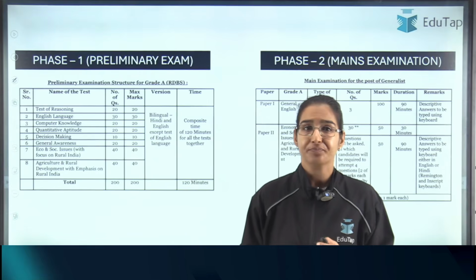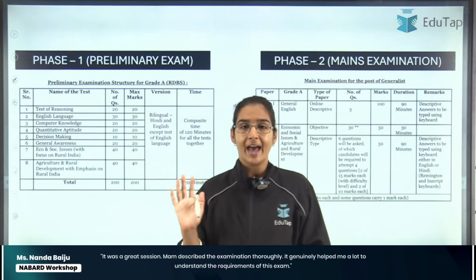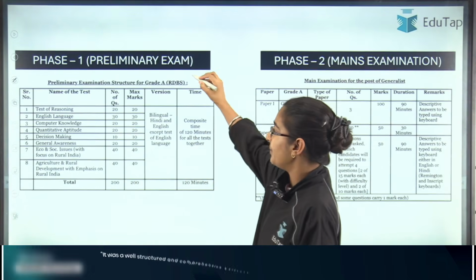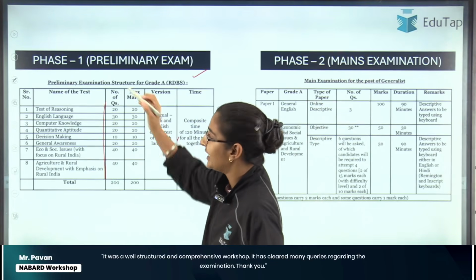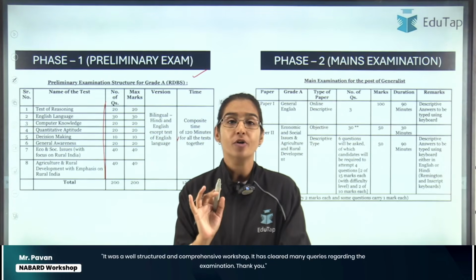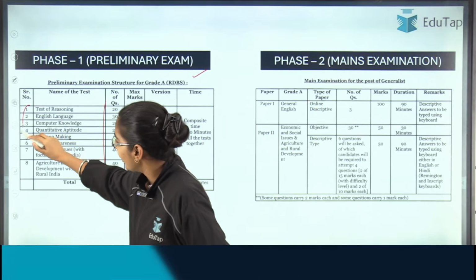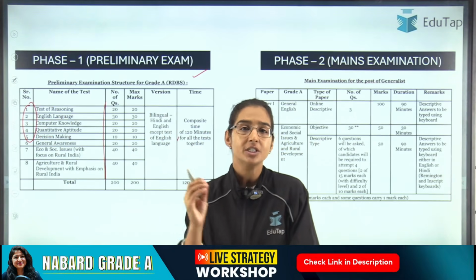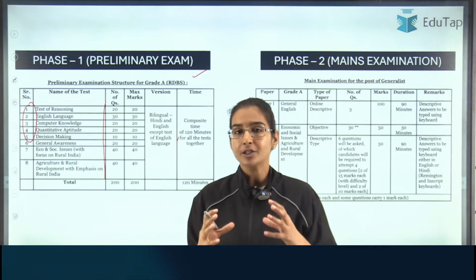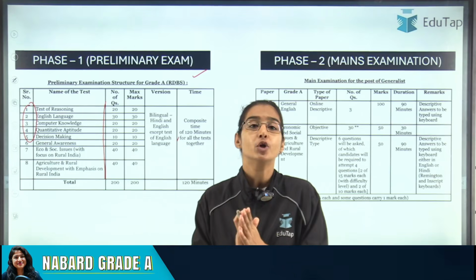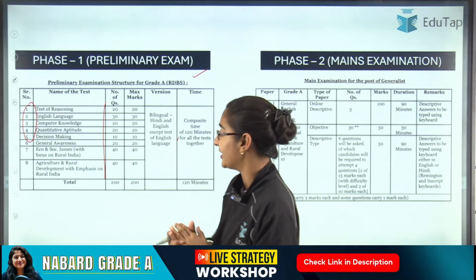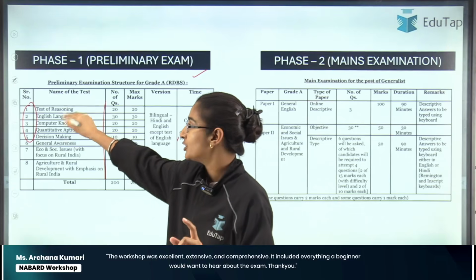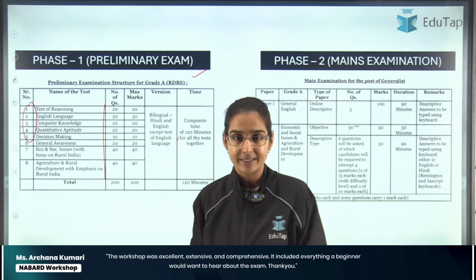So let's get started. First of all, here I have attached the syllabus of our NABARD Grade A examination. In the preliminary examination, we have a total of 8 subjects to clear. However, out of these 8 subjects, the first 5 are part of the non-merit section. That is, here you just have to clear the sectional cutoff. The marks you obtain in these 5 subjects will not be included in your final merit list for phase 1, right?